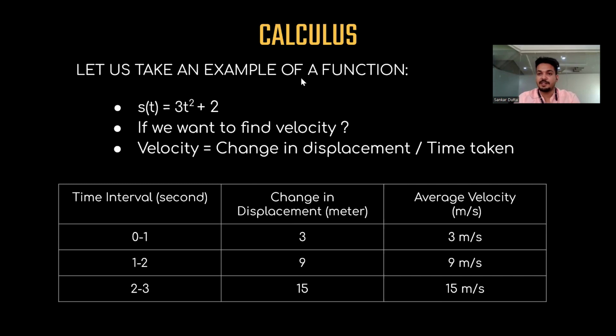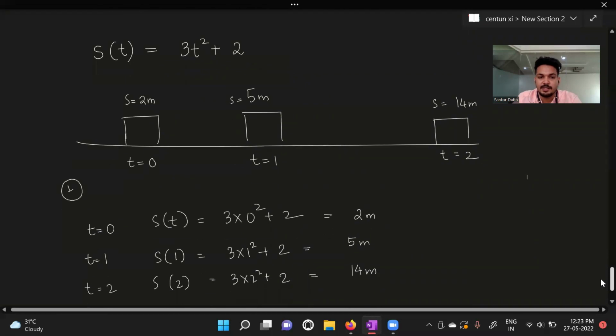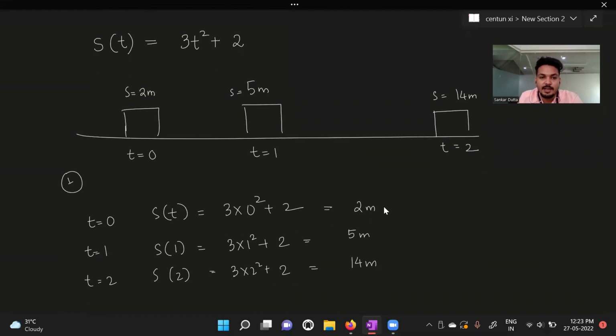Now, in this experiment, the next thing I want us to do is find out the velocity. To find out the velocity, I know the displacements, right? So let's say I want to find out the velocity between t.